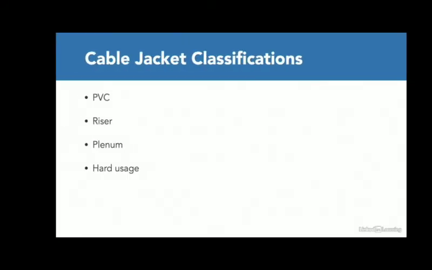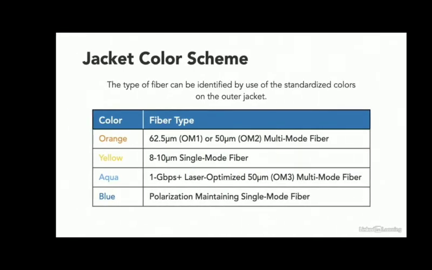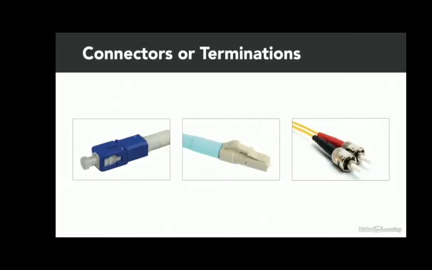Cable jackets classification: you can have the same as the copper cable jackets, PVC, riser, plenum, hard usage. Jacket color schemes: orange is for multi-mode fiber optic cable, yellow for single mode, aqua is for 1 gigabit per second laser optimized 50 micron OM3 multi-mode fiber. Blue is for polarization maintaining single mode fiber.